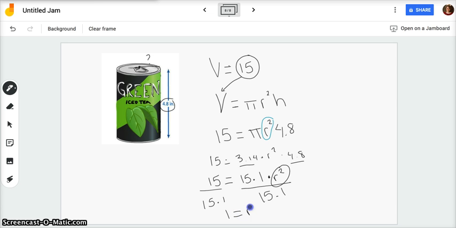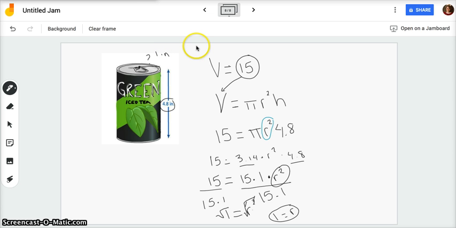radius squared. Well, the radius still is not by itself yet because it has this squared thing with it. So to undo a square, just like when we were working with Pythagorean theorem, we take the square root. So radius squared square root is just the radius, and the square root of 1 is 1. So 1 equals r. So the can is going to have a radius of 1 inch.